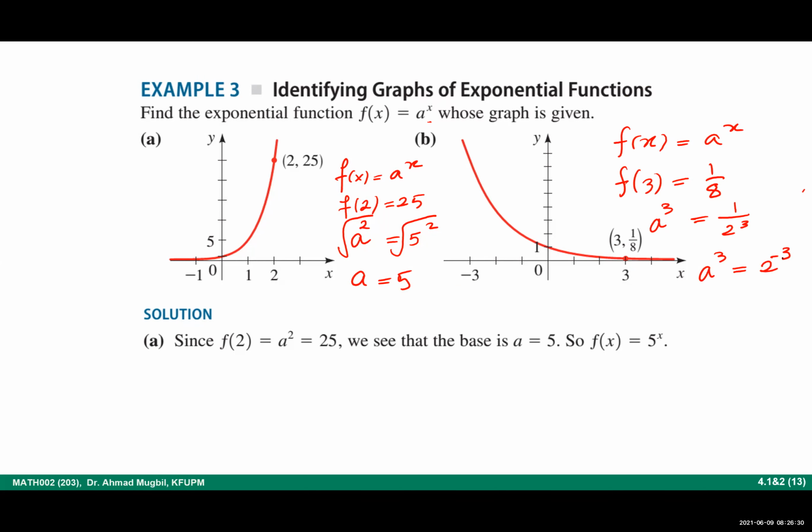So this means what? Or you can write it in a better way. This is a half to the power 3. This is 1 over 2 to the power 3. It is a half to the power 3. So if you take the cube root of both sides, you will have a equals a half. Here there is no positive or negative. It is only one case. So a is a half.